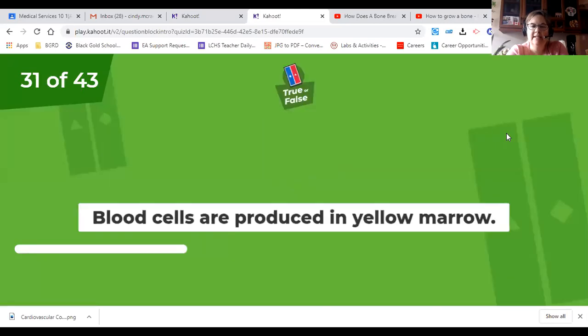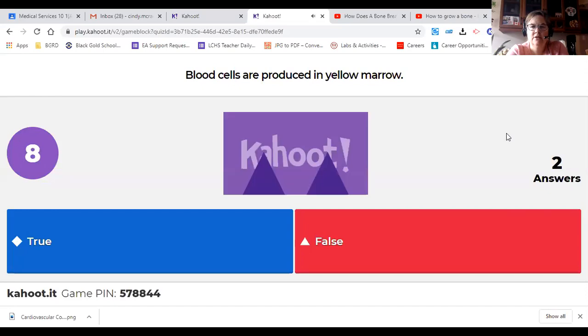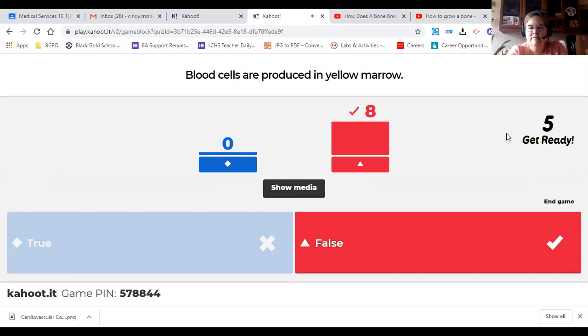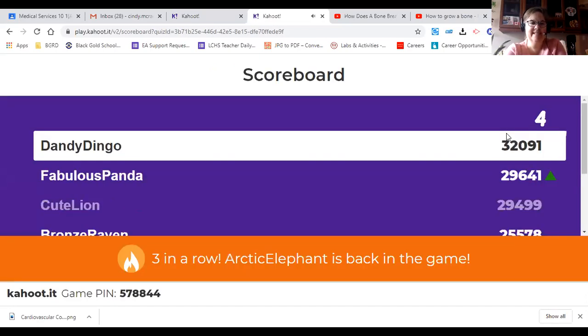True or false? Blood cells are produced in the yellow marrow. True or false? False. Blood cells are produced in the red marrow. Good job, you guys. Ooh, Fabulous Panda is in 2nd place. Arctic Elephant has 3 in a row.